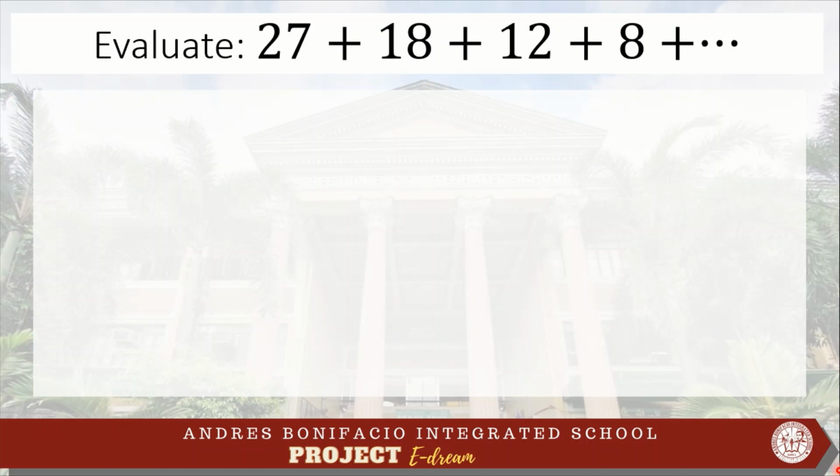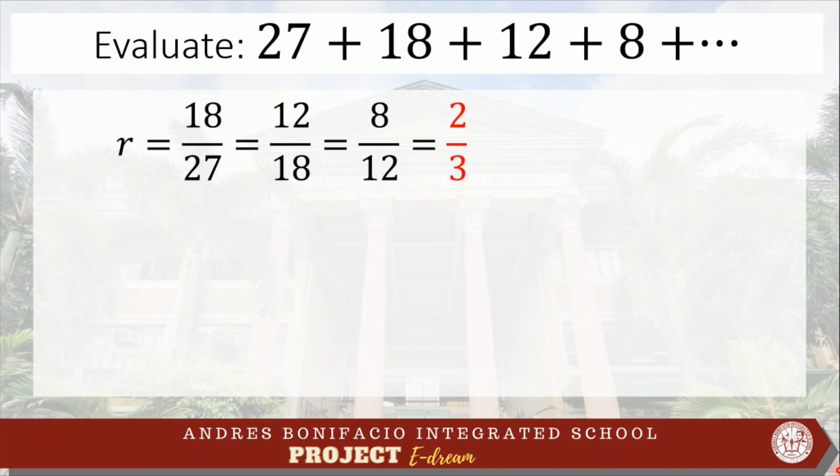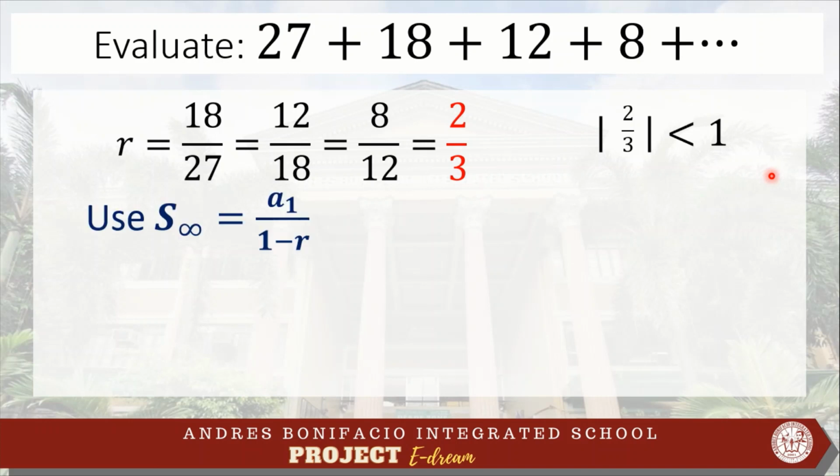But what if we have this infinite geometric series, 27 plus 18 plus 12 plus 8, and so on? Identify the common ratio by dividing two consecutive terms. Second term divided by the first term, we have 18 divided by 27, or the third term divided by the second term, or the fourth term divided by the third term. All will come up with the common ratio 2/3. And the absolute value of 2/3 is still 2/3, and it is less than 1. So we may use the formula S to infinity is equal to a sub 1 over 1 minus r.